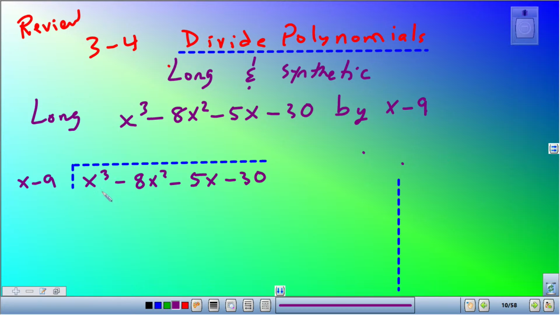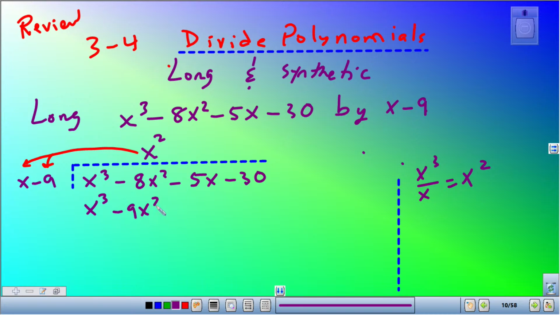I'll take the first term divided by the first term. X cubed divided by x gives you x squared. I'll put that right on top of the x squared. It's kind of cosmetic, you could start from here or there, but it's very important that you do it correctly down here. Then you take this and multiply it back by your divisor. So x squared times x is x cubed. If you watched that video about synthetic and long division, you know that this exactly has to match. If it doesn't, you did something wrong and we have to fix it. And then x squared times negative 9 is negative 9x squared.